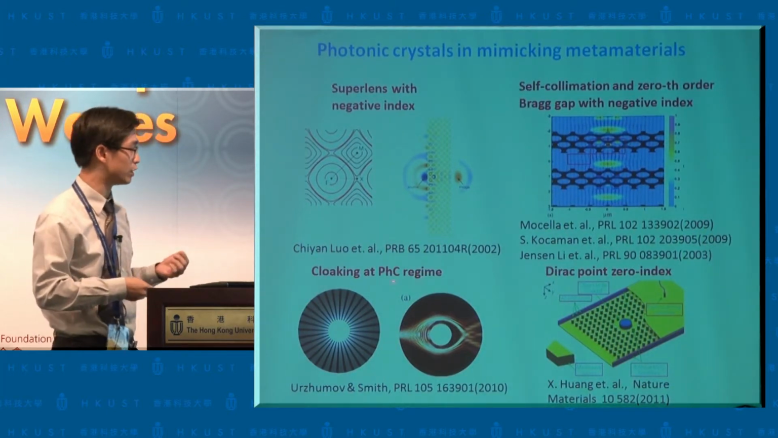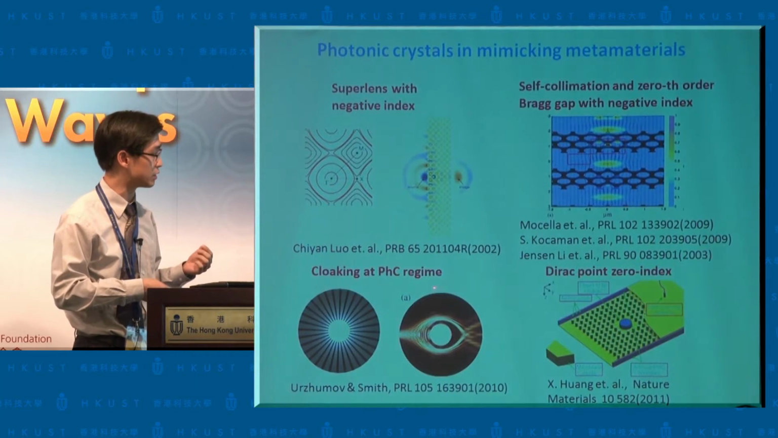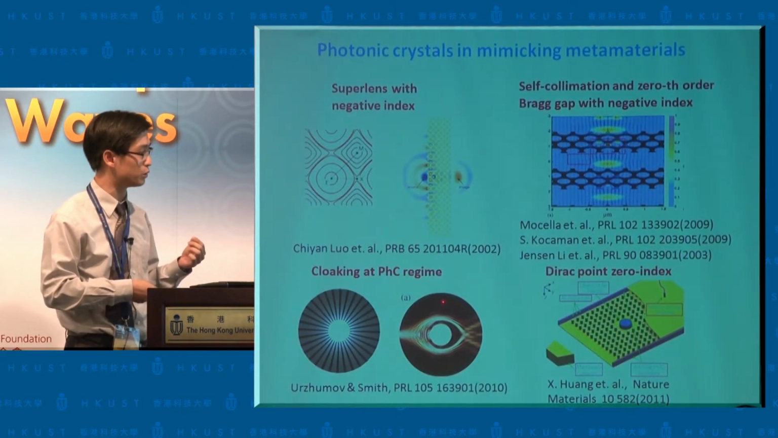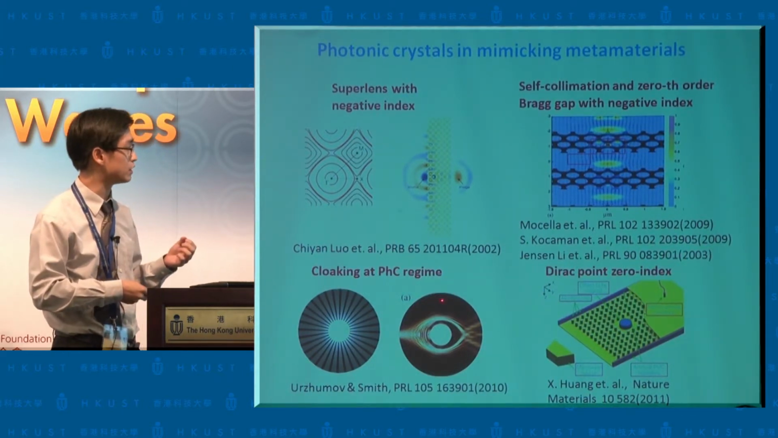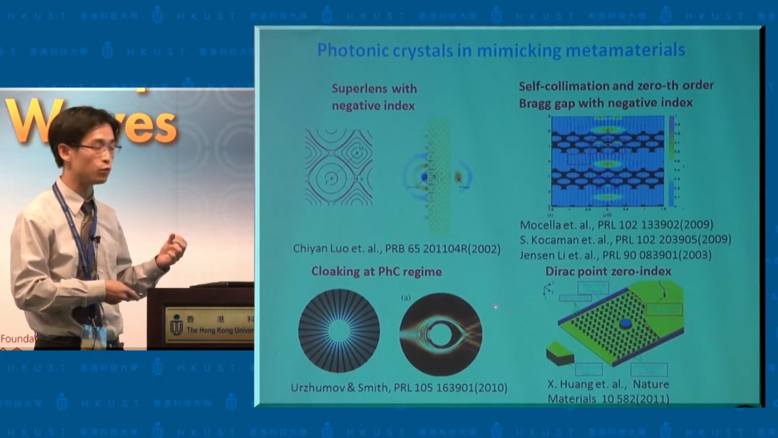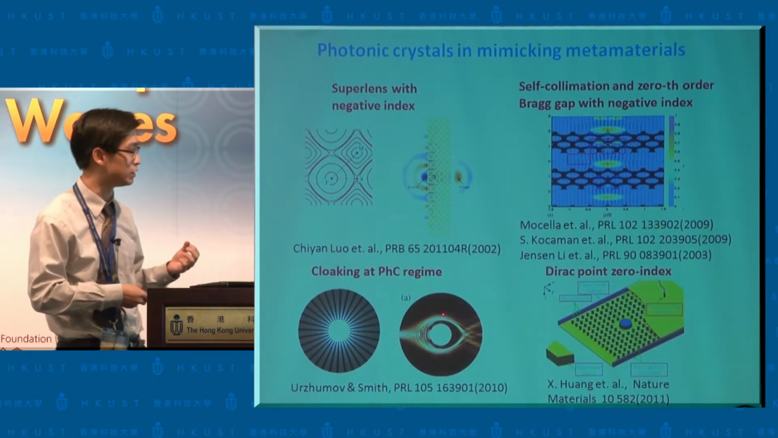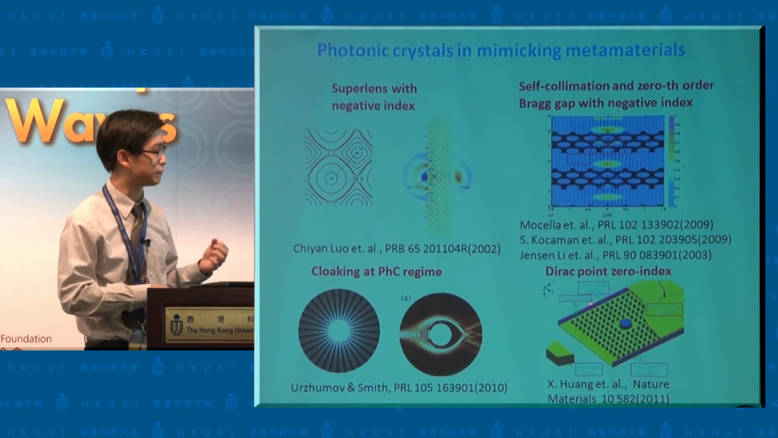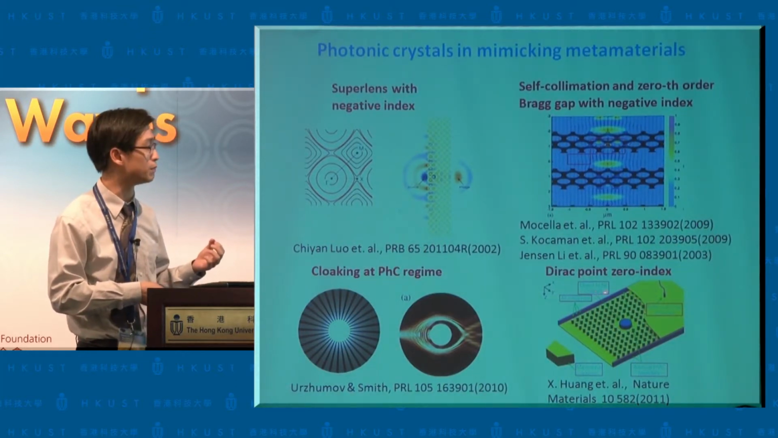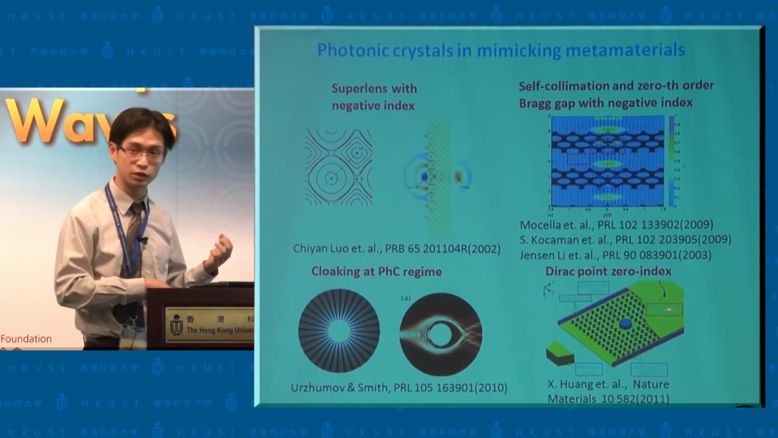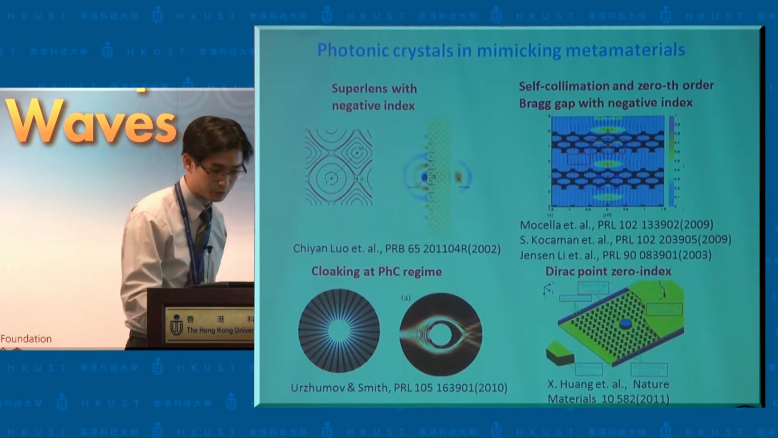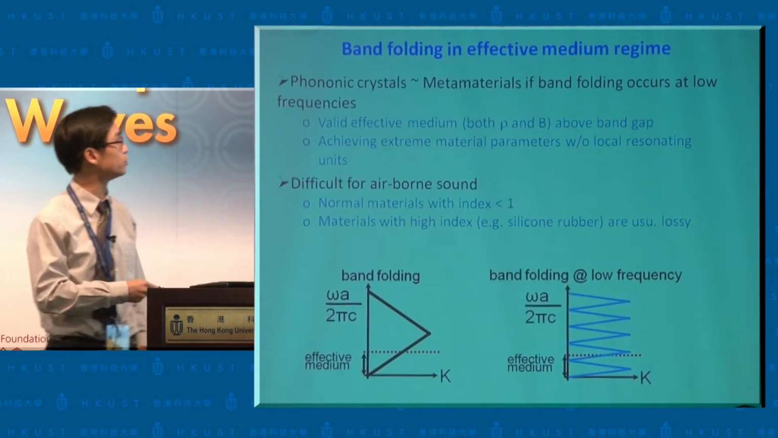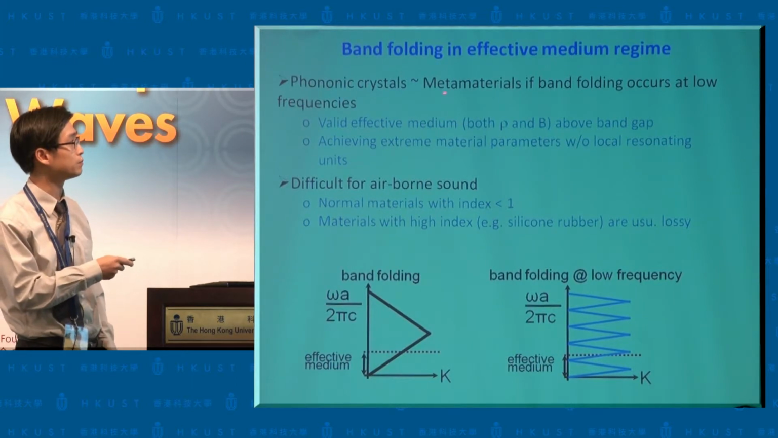There are also some very recent examples where we can use a photonic crystal to design the dispersion surface, to mimic an invisibility cloak, which is usually found only in metamaterials. We can also use a photonic crystal to mimic a Dirac point and also the 0 index. So to me, the two cases, phononic crystals and metamaterials, are not so different.